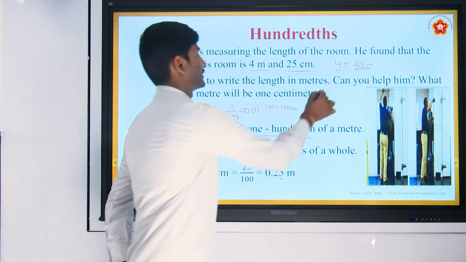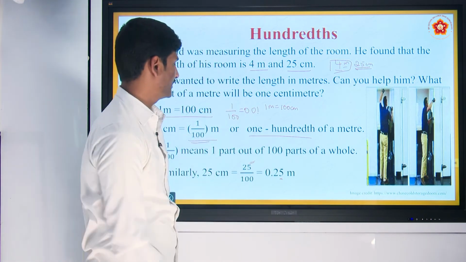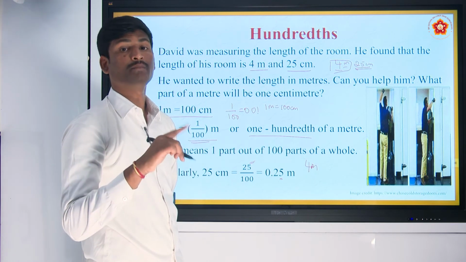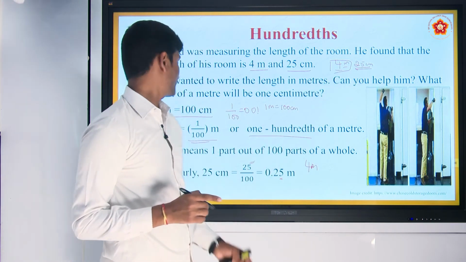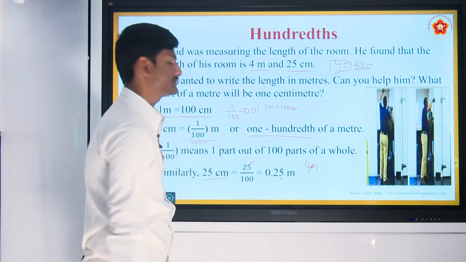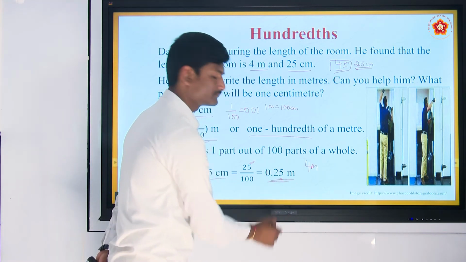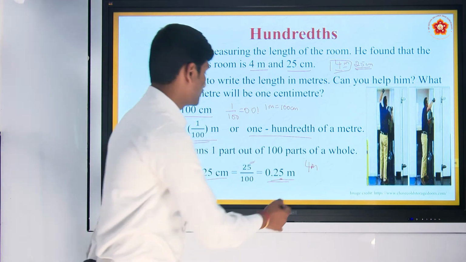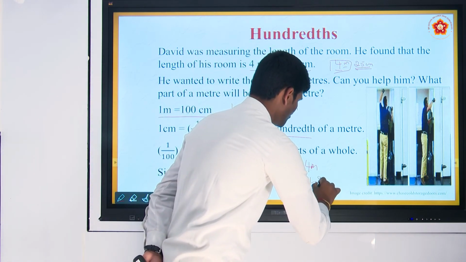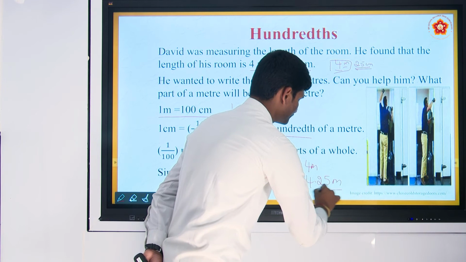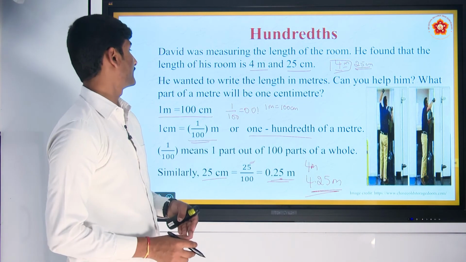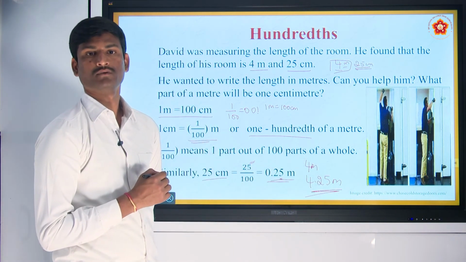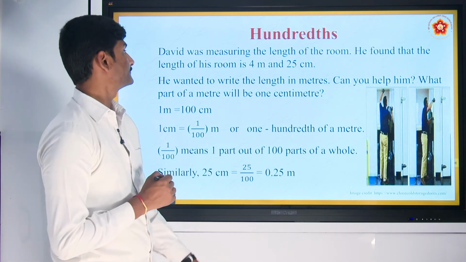You already know 4 meter is a whole number part. 25 centimeter, we convert to meter. 25 centimeter is equal to 0.25 meter, which means 4.25 meter. David measured the length of his room as 4.25 meter. Understood?